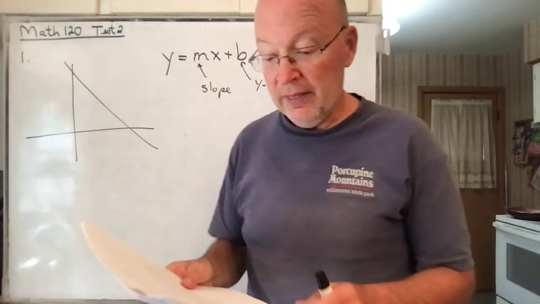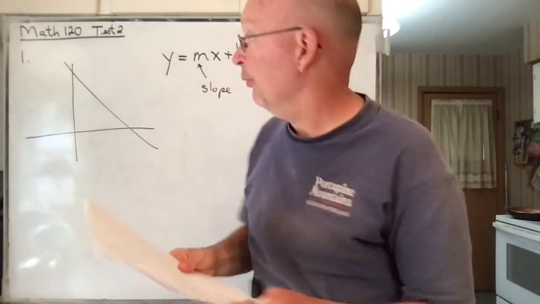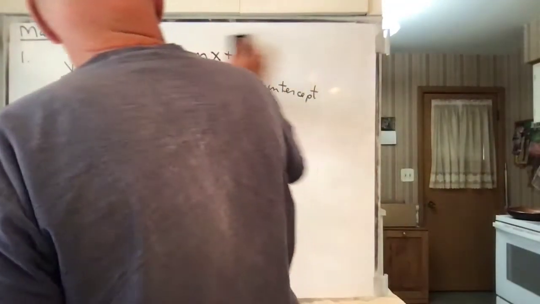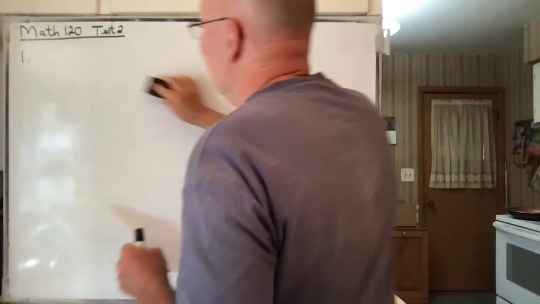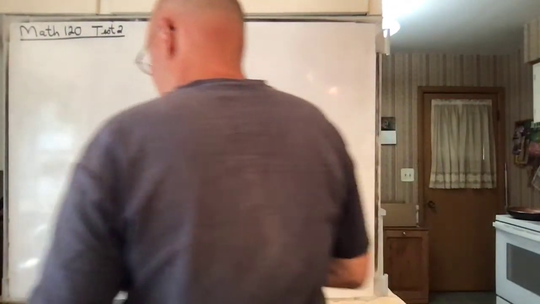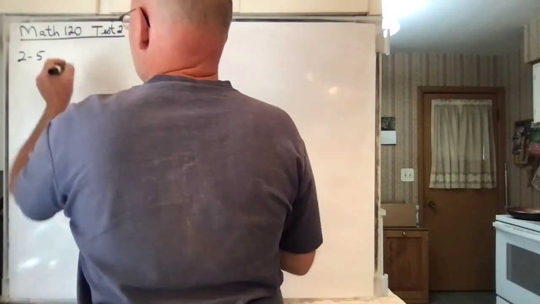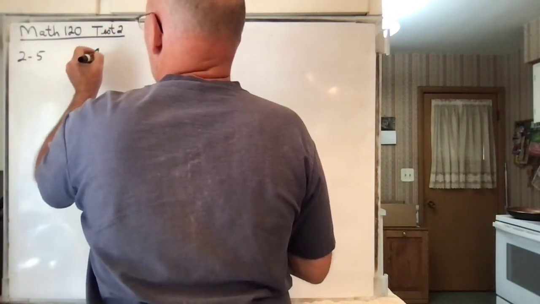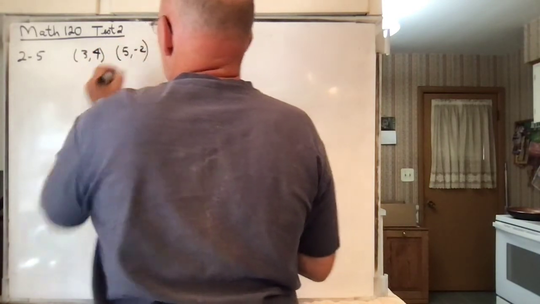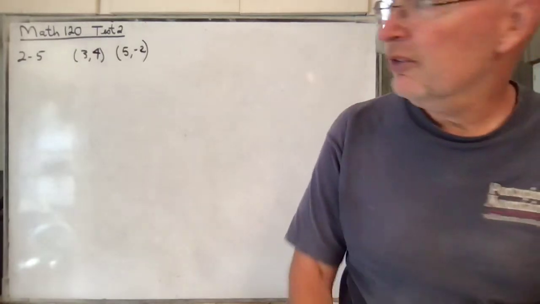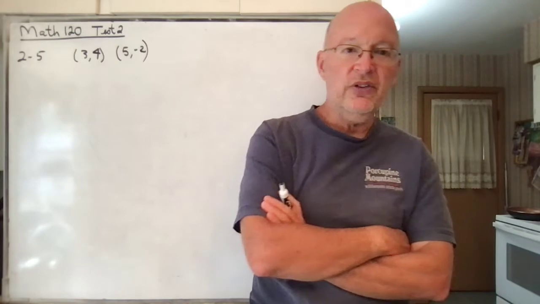Okay? Then, questions 2 through 5 use the following information. A line passes through the points 3, 4, and 5, -2. And we basically want to learn everything there is to learn about that line. What's the slope? What's the equation of it? What's the y-intercept? What's the x-intercept?